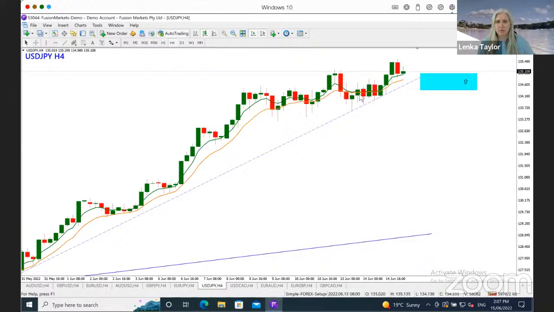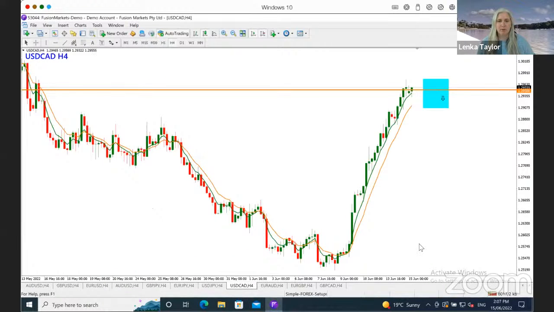USDJPY does not usually give those larger, deeper pullbacks. So possibly just a pullback to this small trend line on the 4-hourly chart would be enough to then continue with the trend and go long. So let's see what happens with that price action later today or even tomorrow.